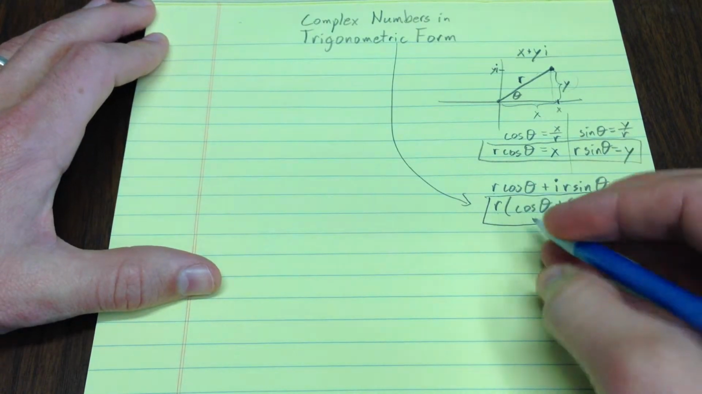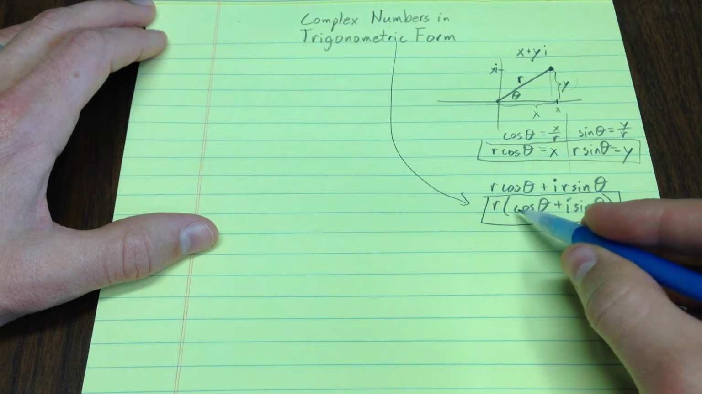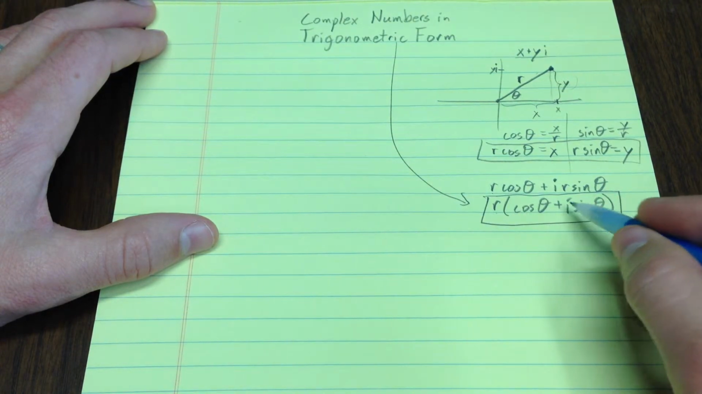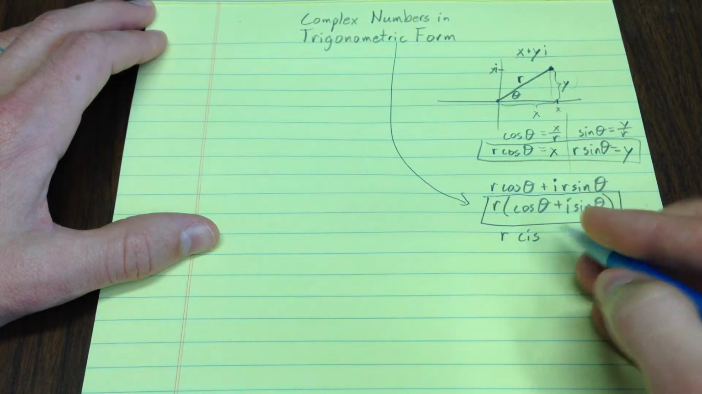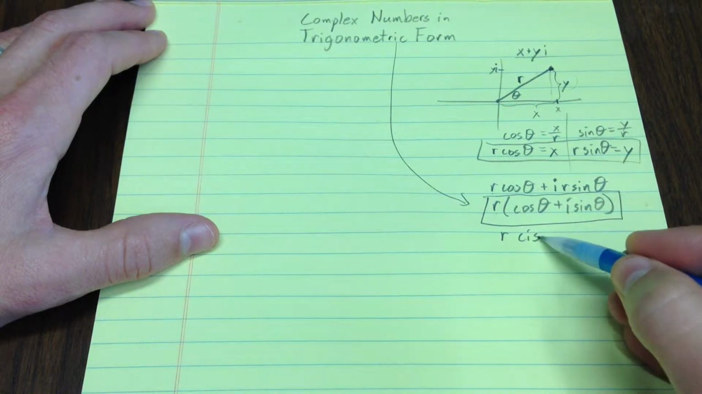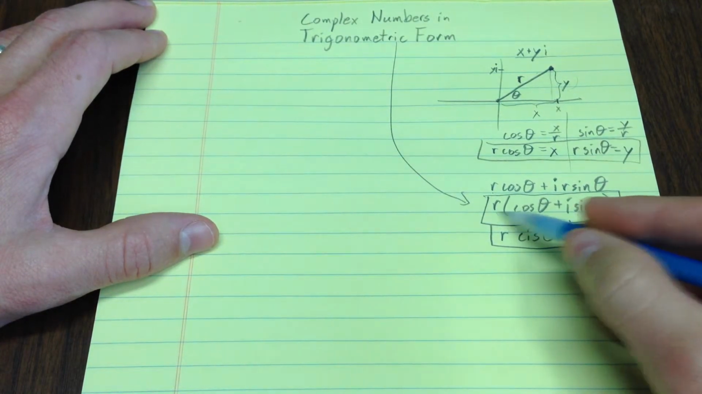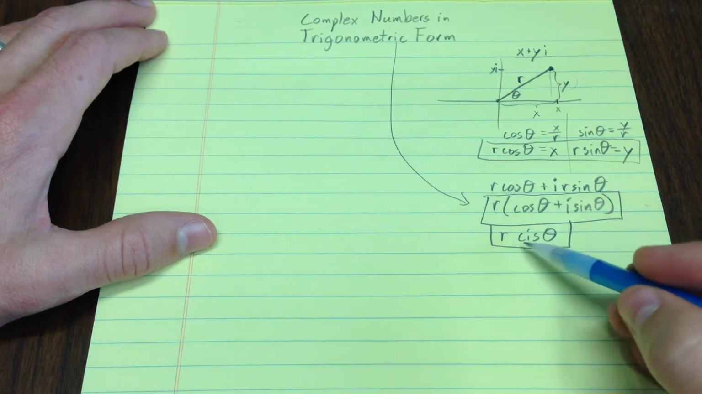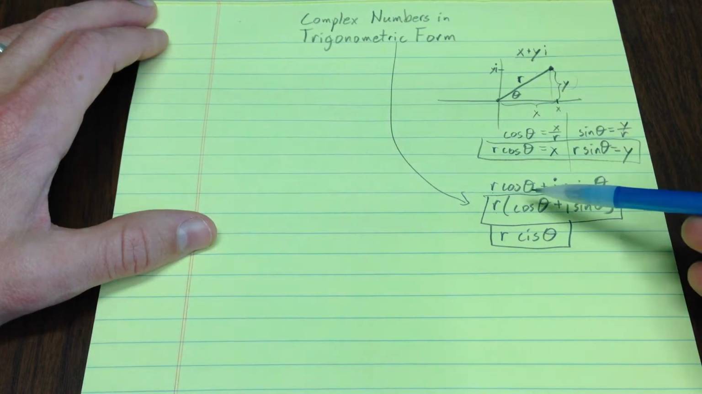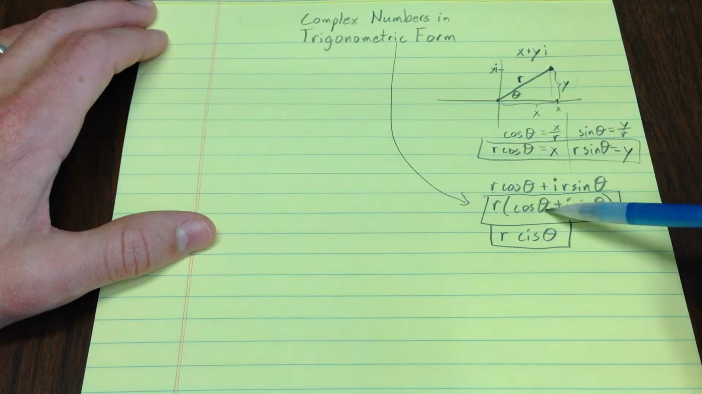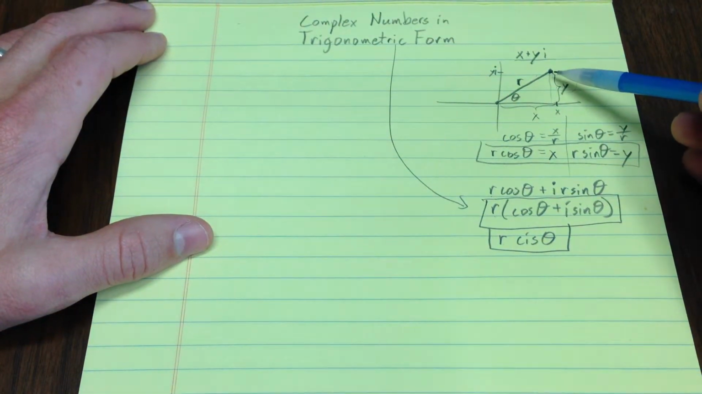Occasionally, we write this in shorthand, since every single time you write it in trigonometric form, you're going to have cosine theta plus i sine theta. Sometimes we write it in CIS form. That stands for cosine i sine theta. This is understood to be exactly the same as this; it is just a shorthand. So when you see r CIS theta, it means r times cosine of theta plus i sine theta. And that represents a point in the complex plane.